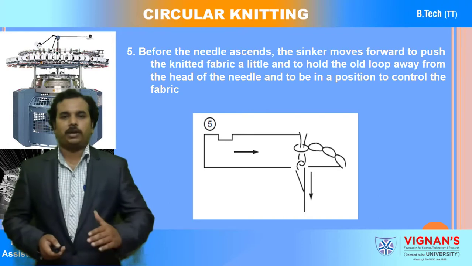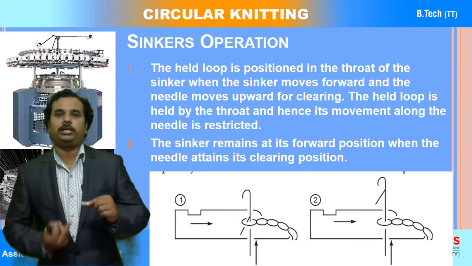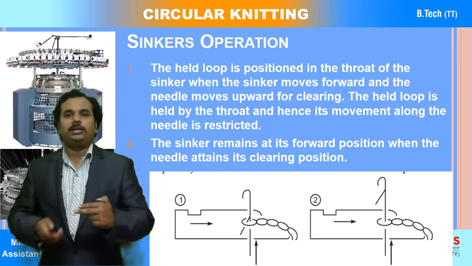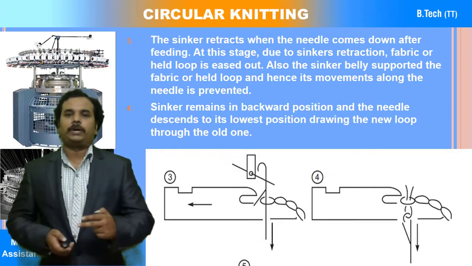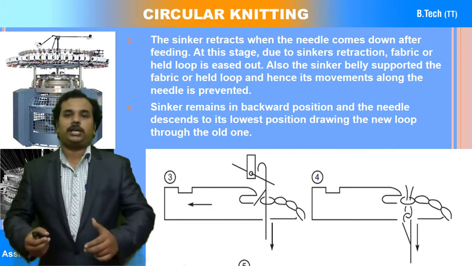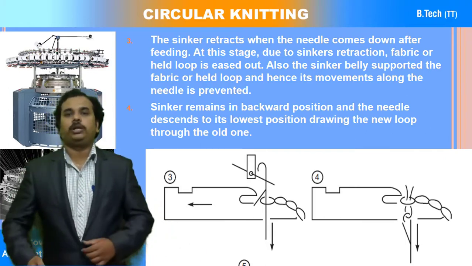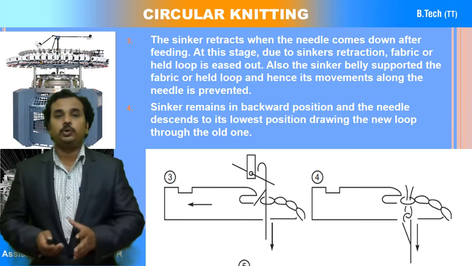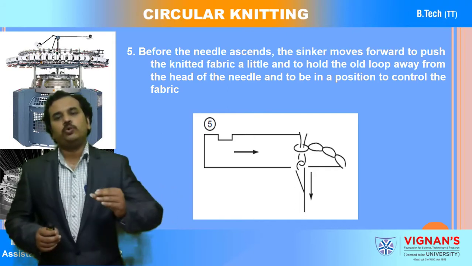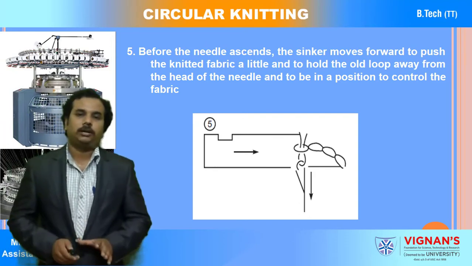Once again, what are the different steps? First step, the sinker is activated when the needle is rising. Second step, the sinker is activated while the needle is still rising. And third part, the sinker is going back when the needle is lowering down. And in the fourth stage, the sinker has gone back and the needle is still pulling the yarn so that the new loop is forming. And after loop formation, again the sinker starts to move forward. So these are the different operations of the sinker generally.